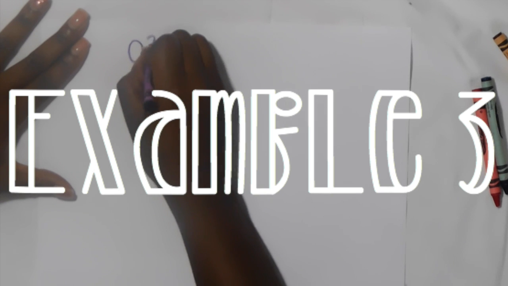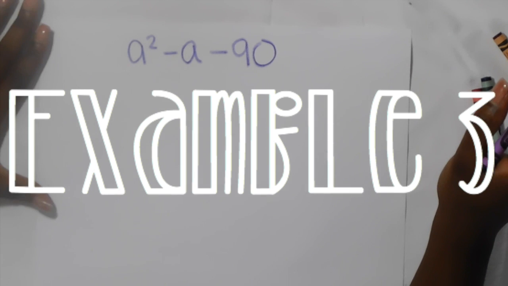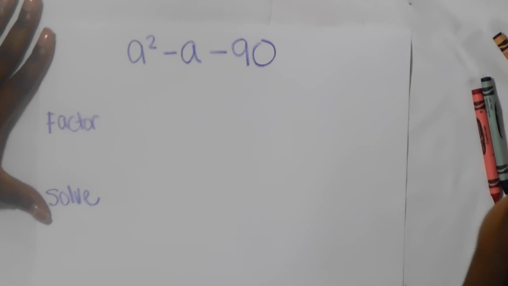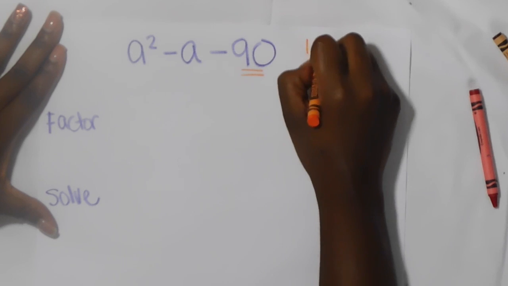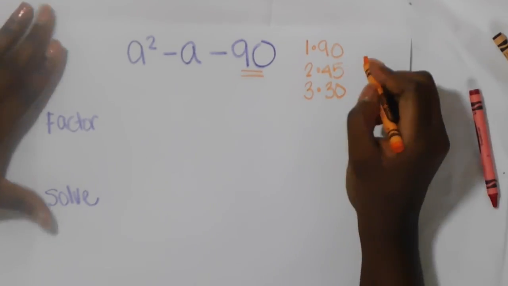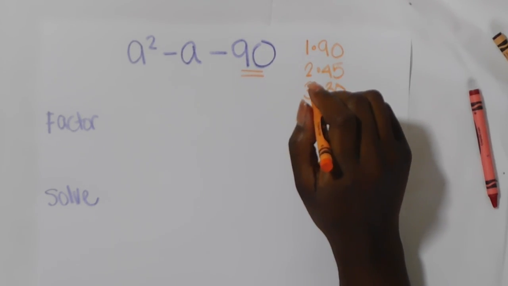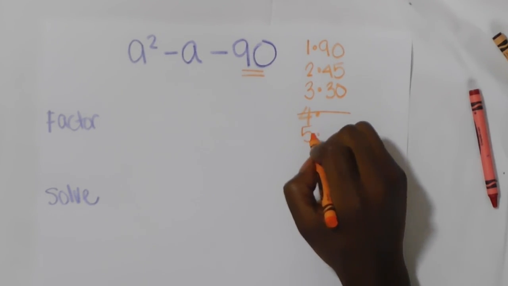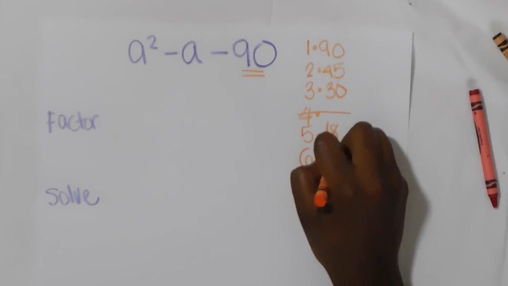Example number 3 and last example. We've got a squared minus a minus 90. Same process. Find all the factors of 90. 1 times 90, 2 times 45, 3 times 30, 4 times nothing, 5 times 18, 6 times nothing, 7, 8, 9 times 10, and then 10 times 9 is already there, so that's how I know I'm done with my list.